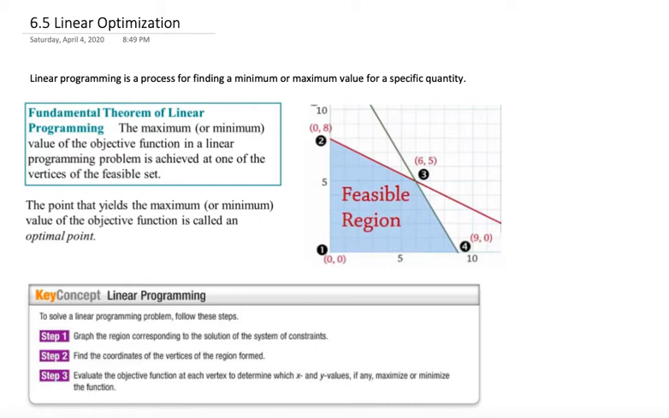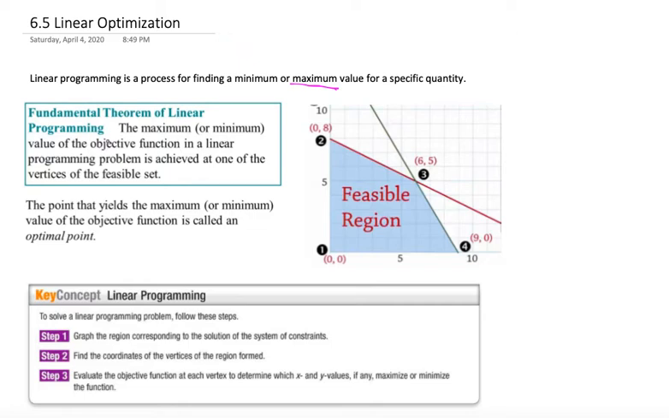Linear programming is a process for finding a minimum or maximum value for a specific quantity. Just to let you know, for the assignment, actually, I don't know about the assignment. I know for the quiz, you just have to find the maximum value. Okay, so I'll kind of point those out to you.